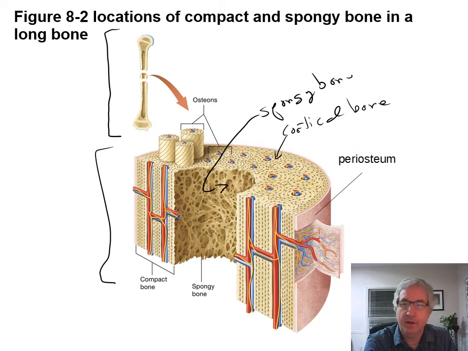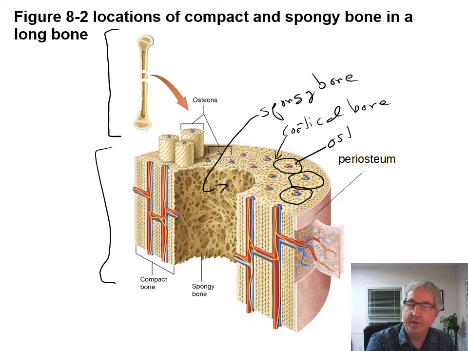Okay? And then each of these ring-like structures, like here's one, and here's one. This is a picture out of your book, figure 8.2. Each of these is an osteon. We'll talk about the structure of these. Here's a cross section through an osteon, so there's one there, and here's another one here.